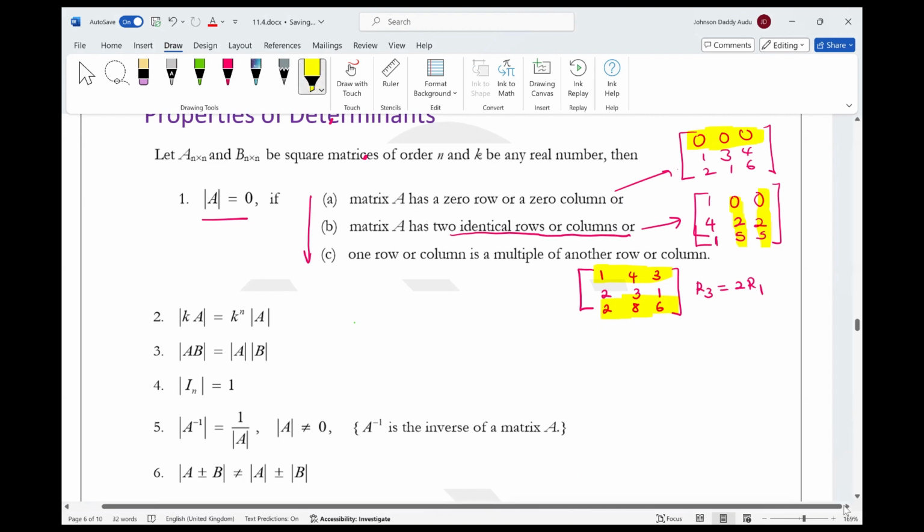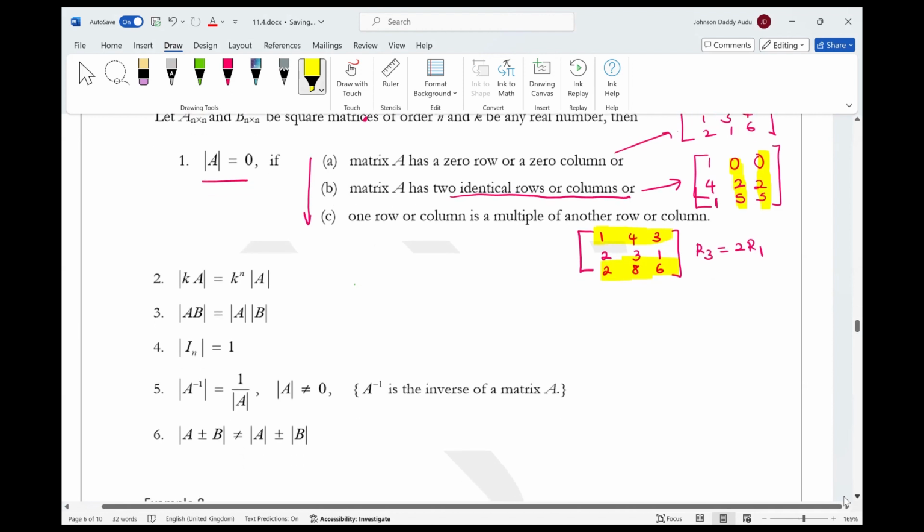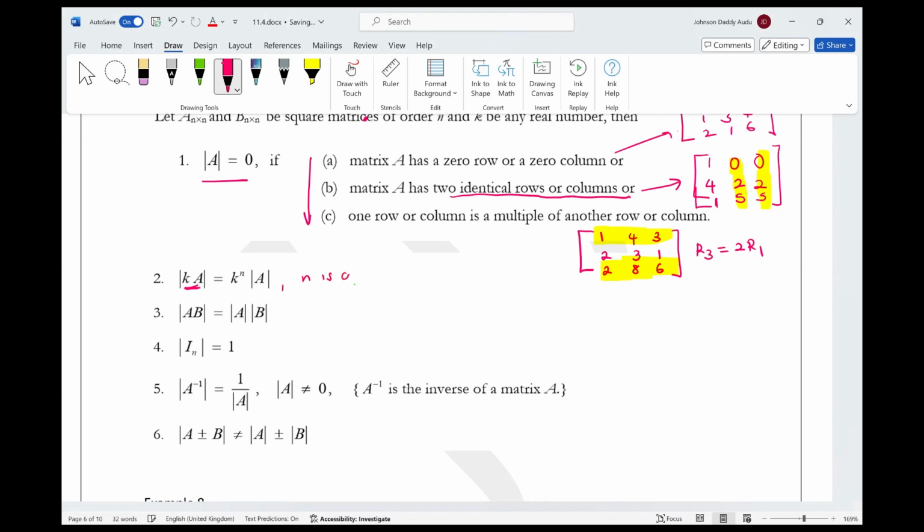Right. Then another one, which is also very popular, is finding the determinant of kA. Look at the k. The k is inside the matrix. The determinant of k times A is going to be k to the power n times the determinant of A, where n is the order of matrix A. So A has to be n by n. And then we have the determinant of A times B is the same thing as the determinant of A times the determinant of B. The determinant of the identity matrix is equal to 1.